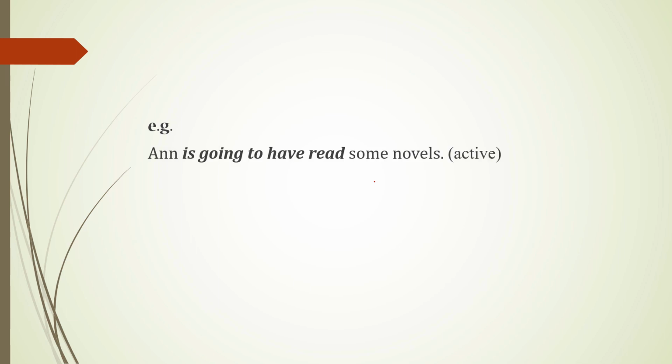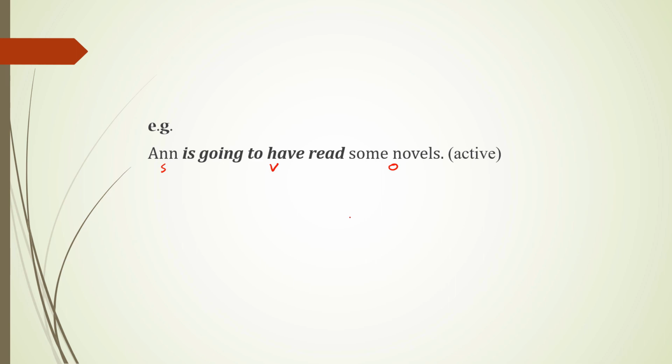One more example. Anne is going to have read some novels. Anne is the subject, is going to have read is the verb, and some novels is the object. In this sentence, Anne is performing an action, that is reading some novels. So it is an active sentence. And again, take a look at the sentence, whether the sentence has an object or not. Yes, the sentence has an object, that is some novels. Because it has an object, again, it can be changed into passive.